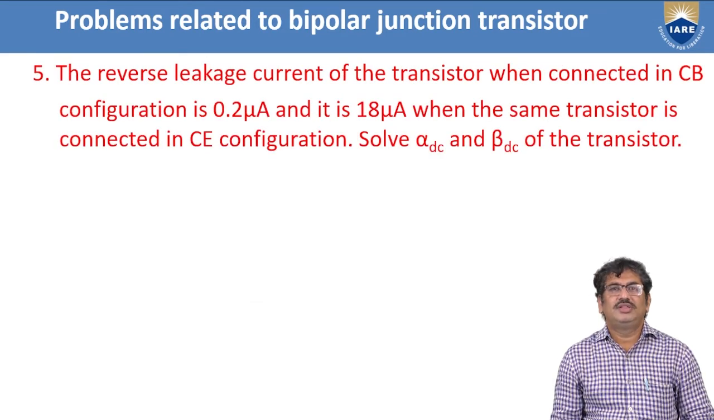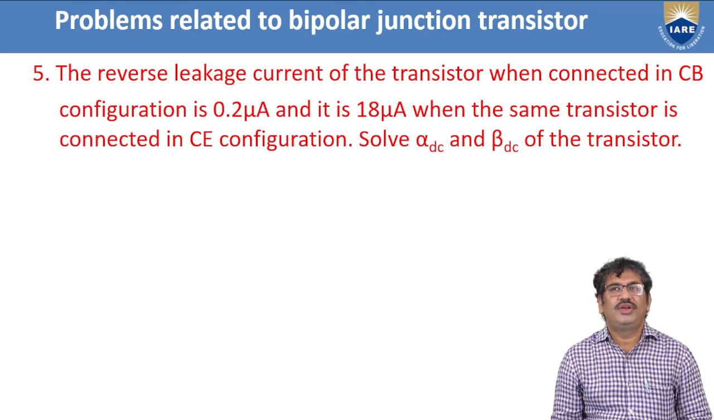The fifth problem: the reverse leakage current of a transistor when connected in CB configuration is 0.2 microamperes, and it is 18 microamperes when the same transistor is connected in common emitter configuration. Solve for alpha DC and beta DC of the transistor.